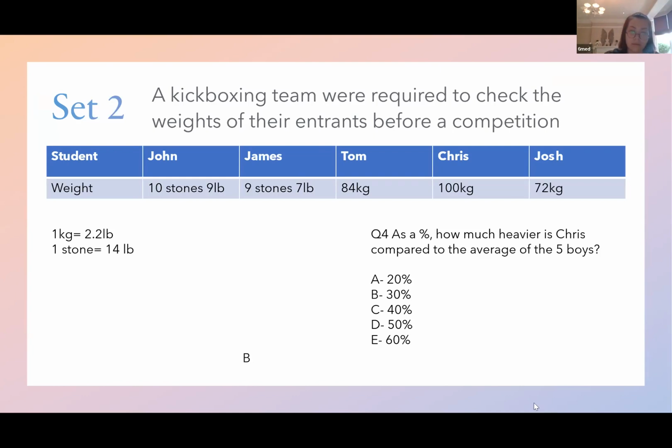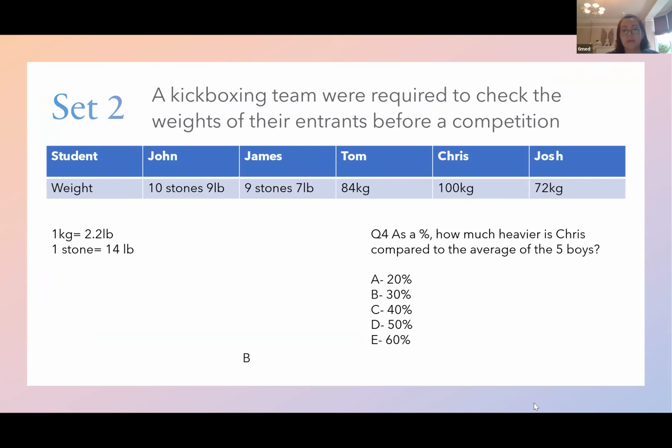So people are still asking questions about this one. The difference is 23.2, I think we said, and then we divide it by the original. So that's the average of all the boys, 76.8, and then you times that answer by 100, and it's 30.2 or something like that. And that'll give you your answer.